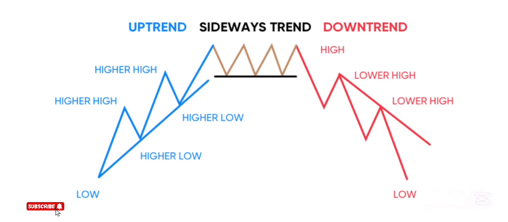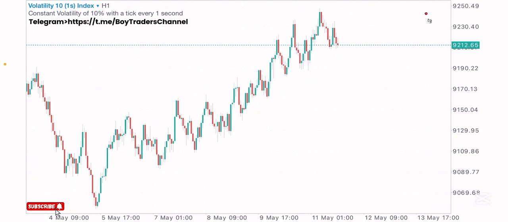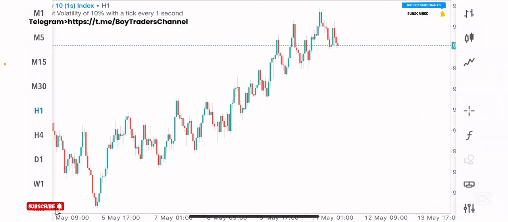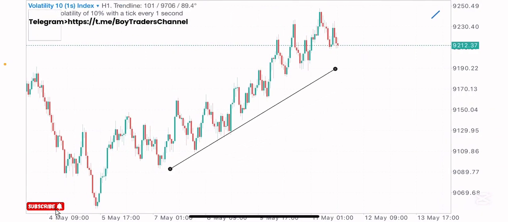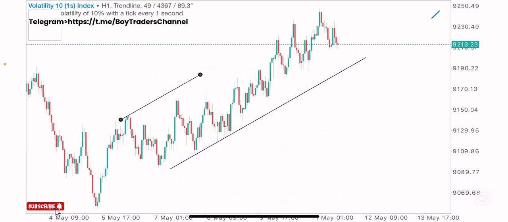And these trends can be identified on any time frame: the 1 hour time frame, the daily time frame, the 4 hour, the 30 minutes, the 15 minutes, the 5 minutes time frame, even as low as the 1 minute time frame. We can identify trends on it. So on the Volatility 101 index, the 1 hour time frame, we've got a trend which is an uptrend, where price has been creating a series of higher lows and higher highs formation.